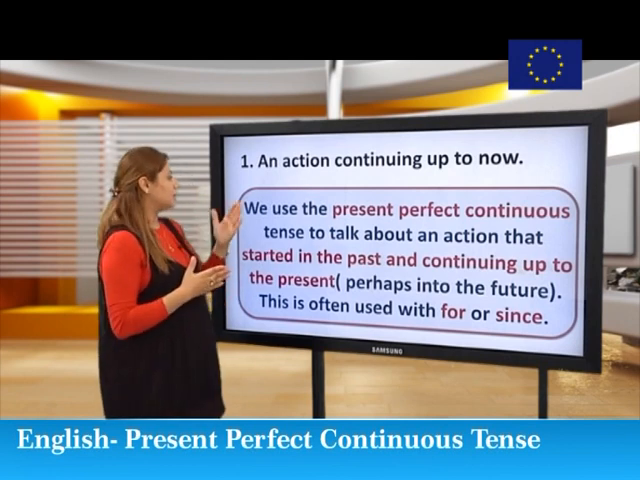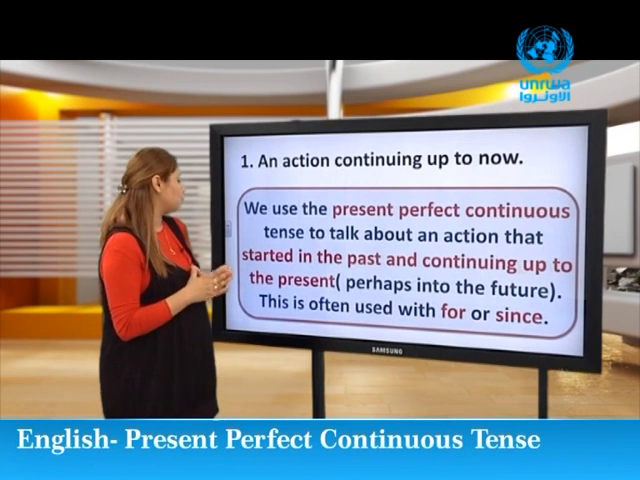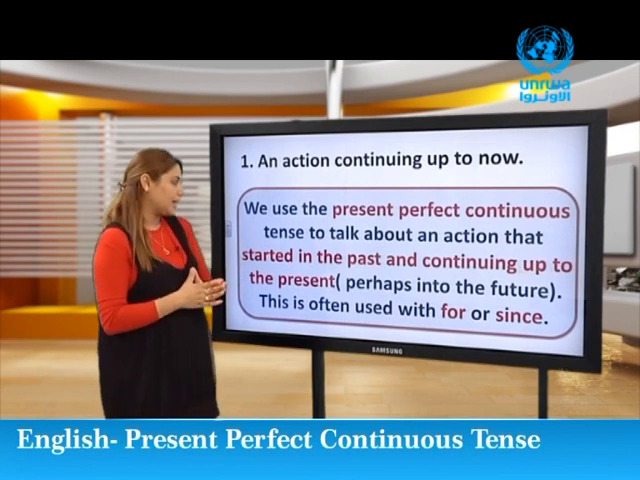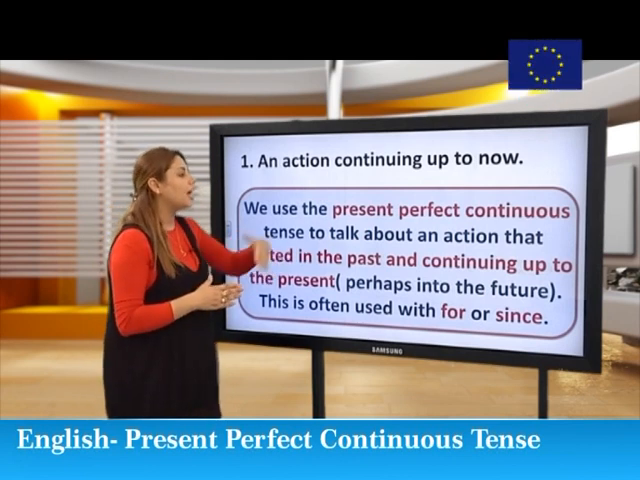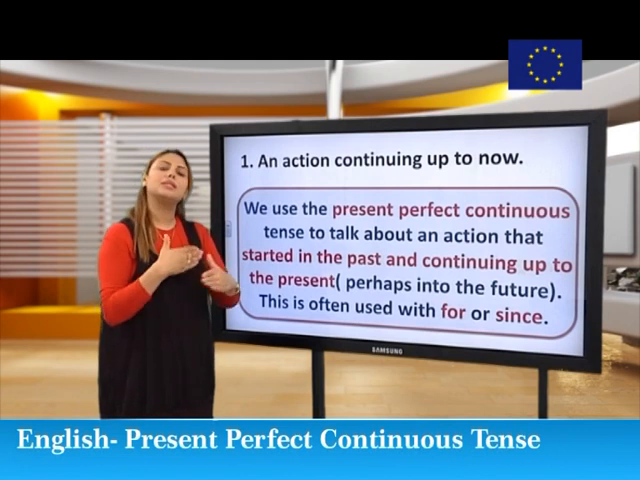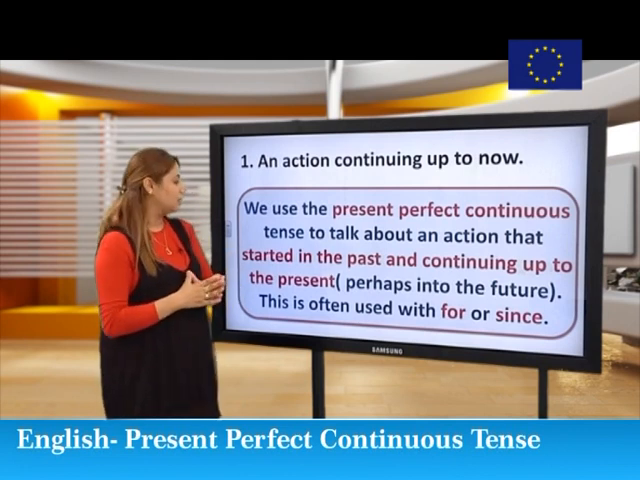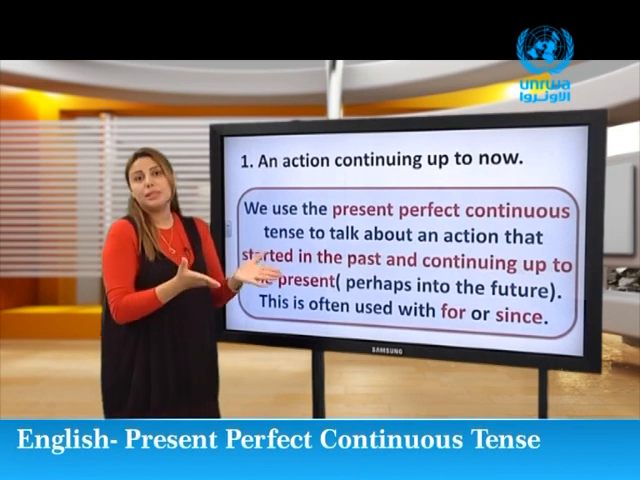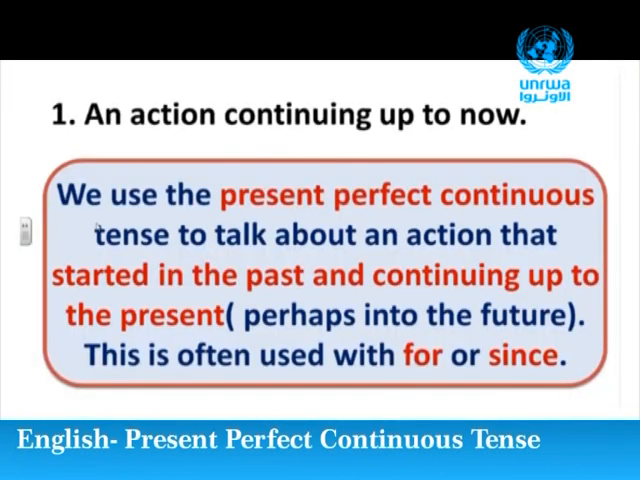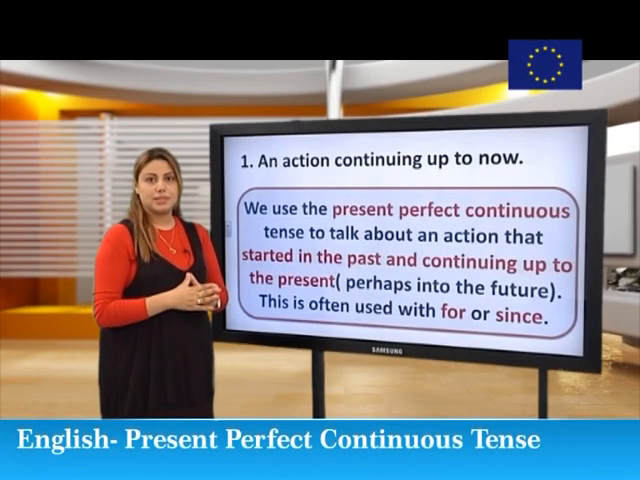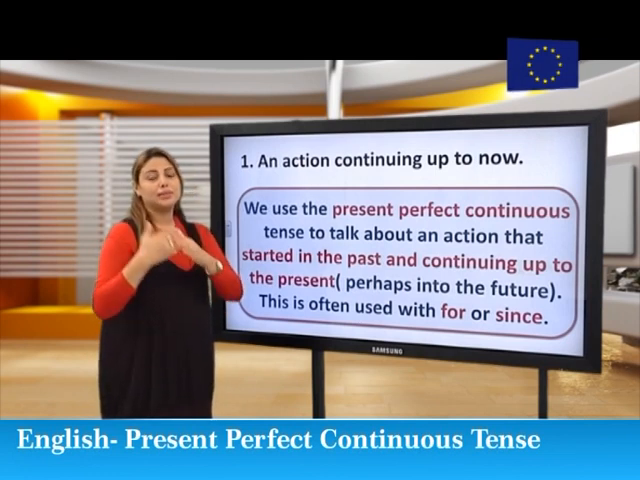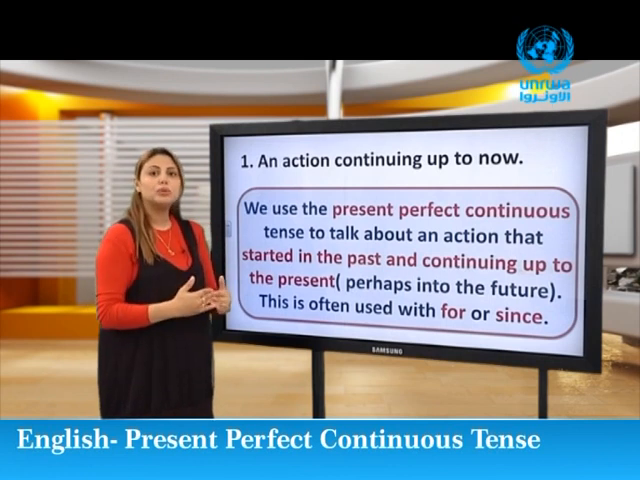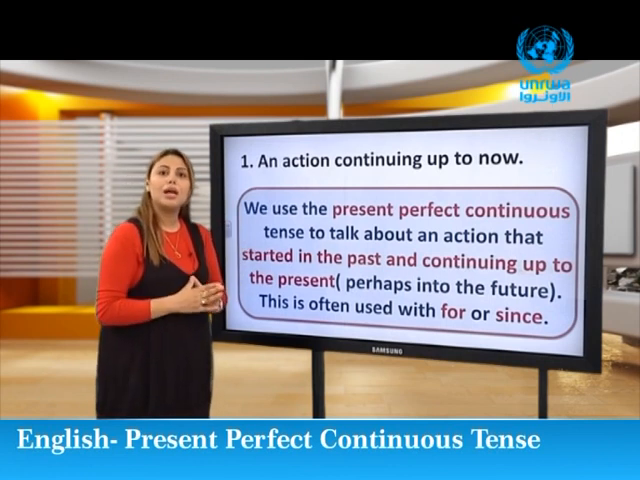مرة أخرى نستخدم الزمن المضارع التام المستمر عندما نتحدث عن أحداث أو أفعال بدأت في الماضي started in the past and continuing up to the present وما زالت مستمرة في الحاضر and perhaps into the future وربما تستمر في المستقبل. وغالبا ما نستخدم هذا الزمن مع كلمتي for or since. فإذا هذا الزمن يهتم بالفترة الزمنية التي تمتد من الماضي إلى الحاضر أو المضارع وربما تمتد إلى المستقبل.